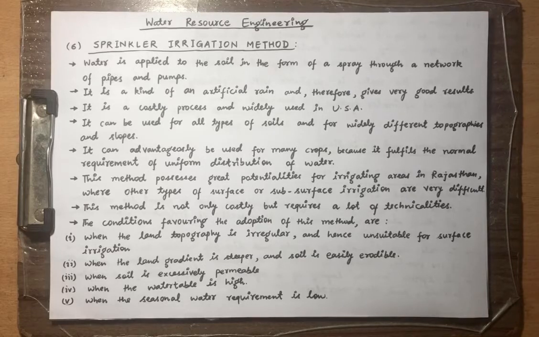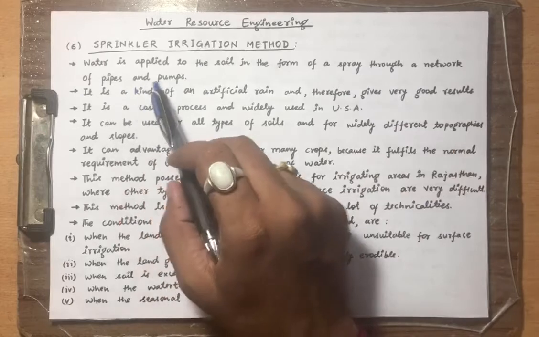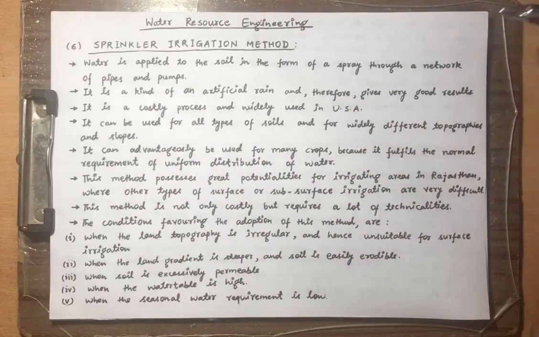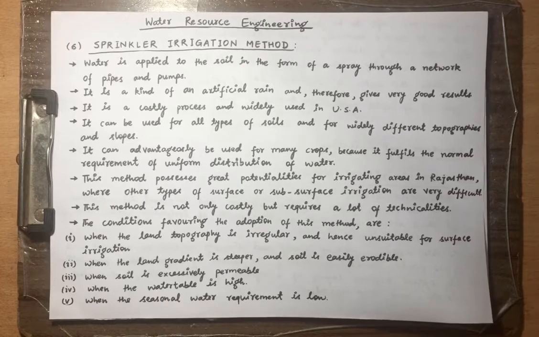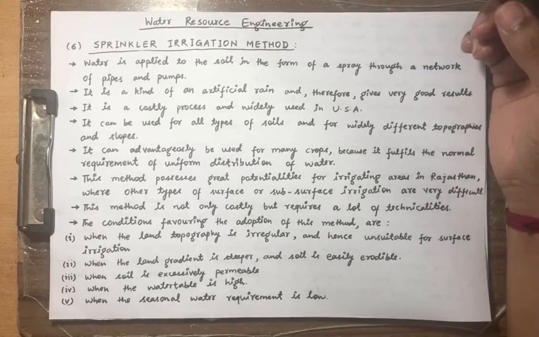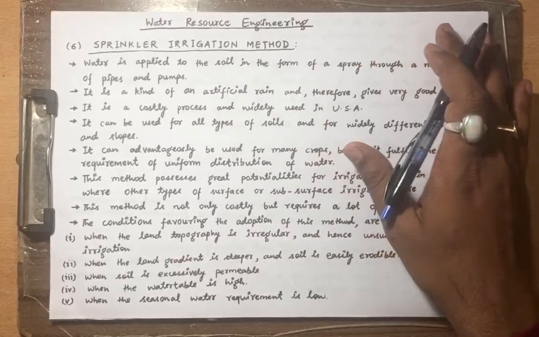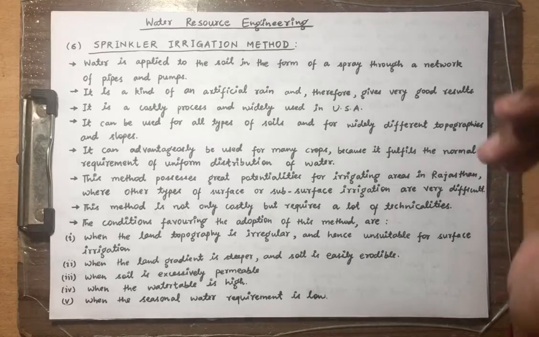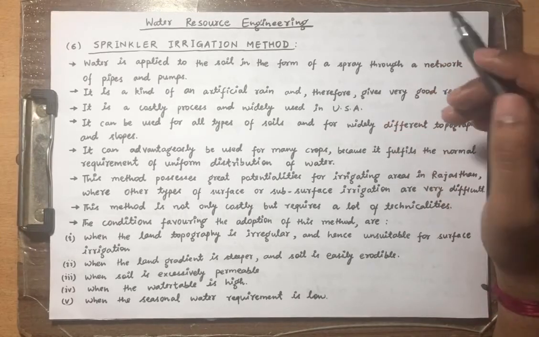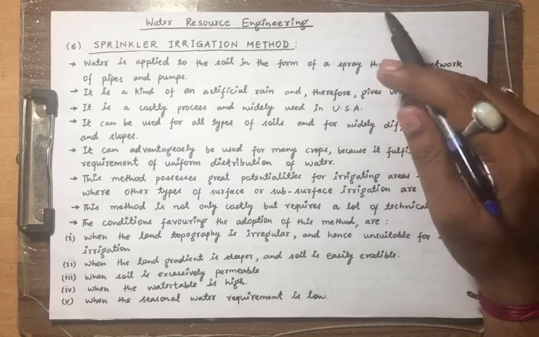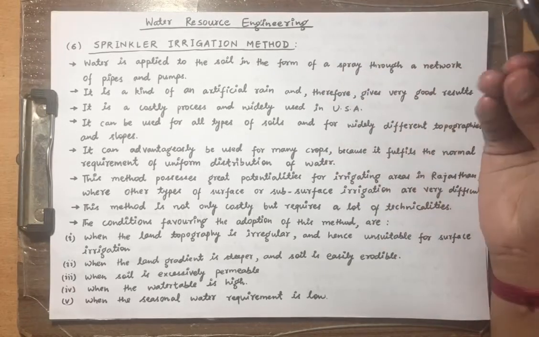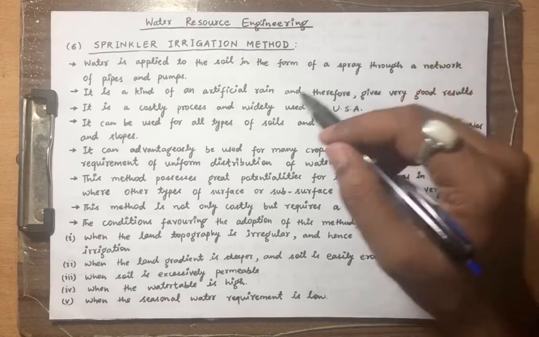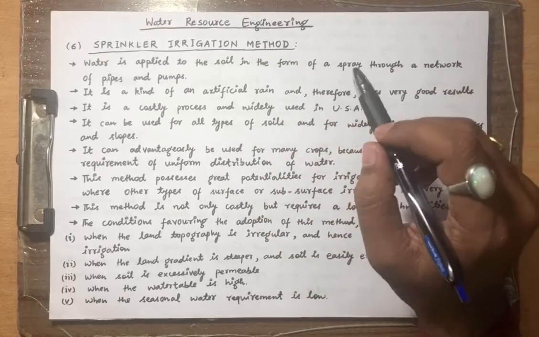So in this method, water is applied to the soil in the form of spray through a network of pipes and pumps. Sprinklers you might have seen in parks, or the fountains which are used for decorative purposes. They are having sprinklers. So water is coming from the sprinkler and it is being sprayed through a network of pipes. The pipes and pumps are beneath the earth surface and the sprinkler is used for spraying of the water to the soil.